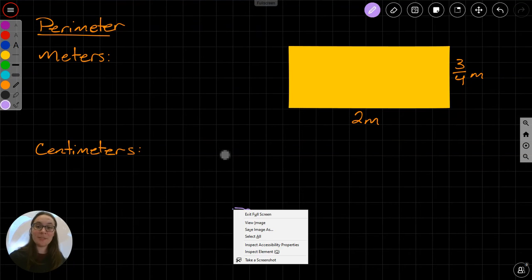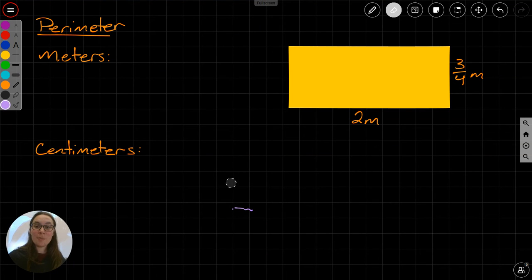This is example 1 of lesson 1.5, area and perimeter. We are doing the last one of lesson 1, of block 1, and we are finding the perimeter of a rectangle in meters and centimeters. So let's go ahead and start.